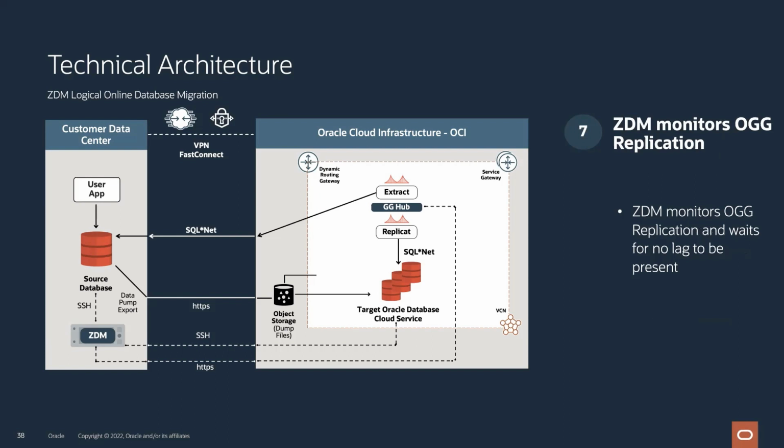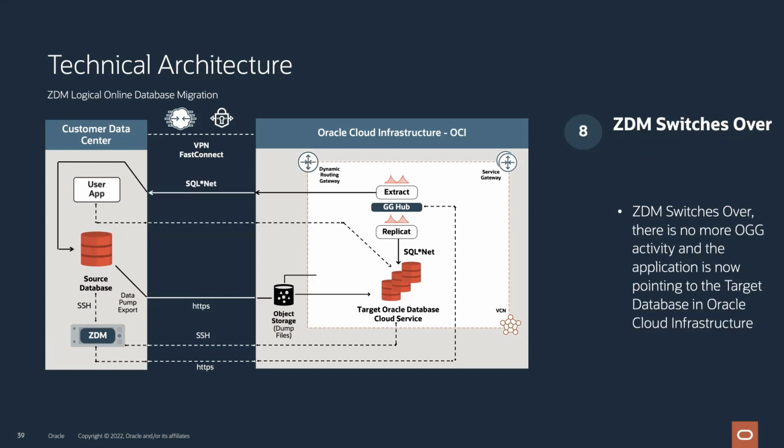So what ZDM does now is monitor the Golden Gate replication and wait for no lag to be present. You could pause here if you wanted to, or you could just let it continue, and ZDM will, when it's ready, take care of the rest. But if you pause here, you could do your own testing, and then resume the migration when you're ready. Now, when ZDM doesn't see any more lag, it switches over. So now the database in the target is the main database, because the application is pointing at it. This is all done by ZDM.